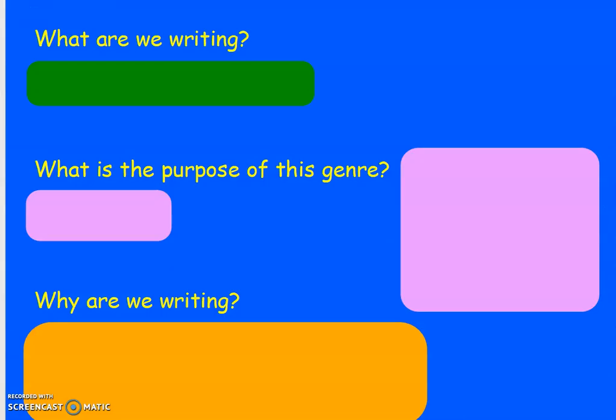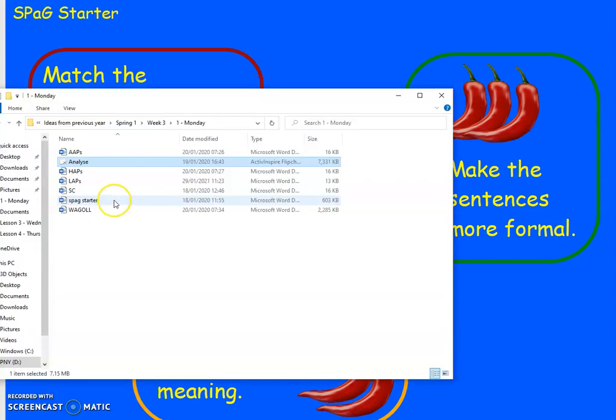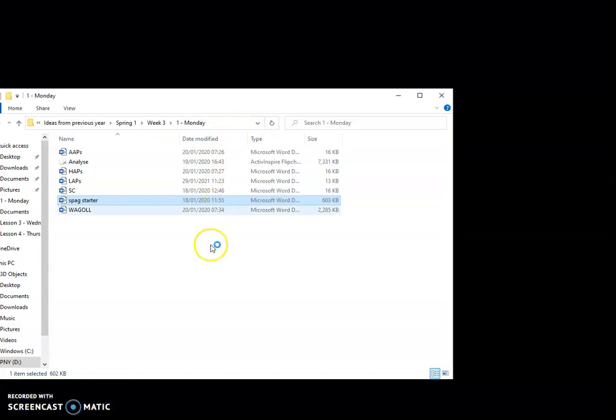The last part of your starter is, you should have got a sheet that looks like this, Spag Starter. Just match the sentences, see if you can make the sentences more formal. That's your 2 chili challenge. Your 3 chili challenge is, see if you can replace them with informal phrases that have a similar meaning. See if you can make them more chatty. You should have got the Spag Starter at home.